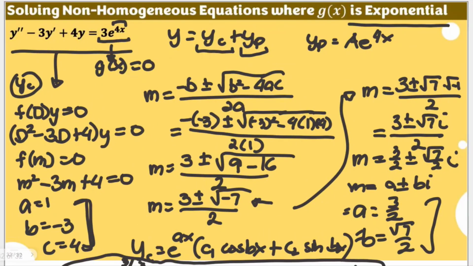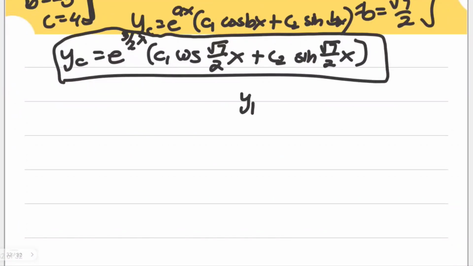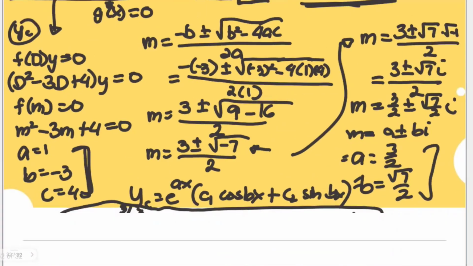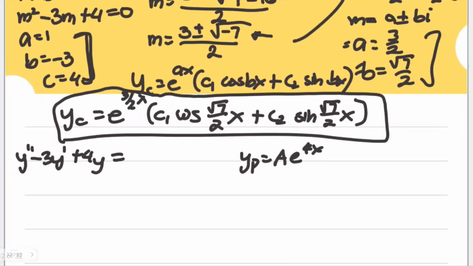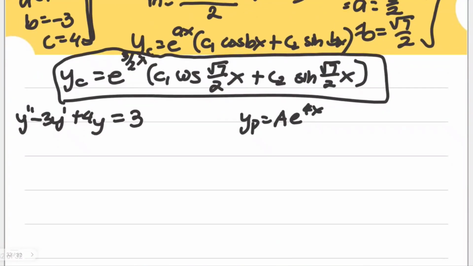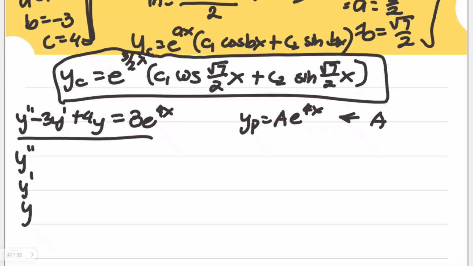Now let's move to y sub p. Our y sub p is expressed in this form. Let me rewrite it here: A e to the power of 4x, because our original equation is y double prime minus 3y prime plus 4y is equal to 3 e to the power of 4x. We need to come up with a process in solving the coefficient a by looking into this one here. Because instead of y double prime, y prime, and y, we'll be using y sub p. And of course, to substitute, we need the first and second order derivatives of y sub p.